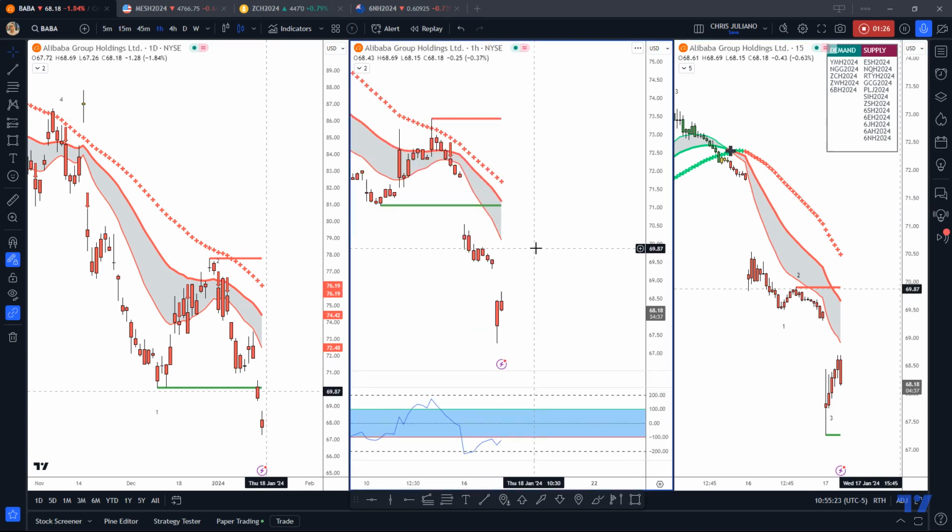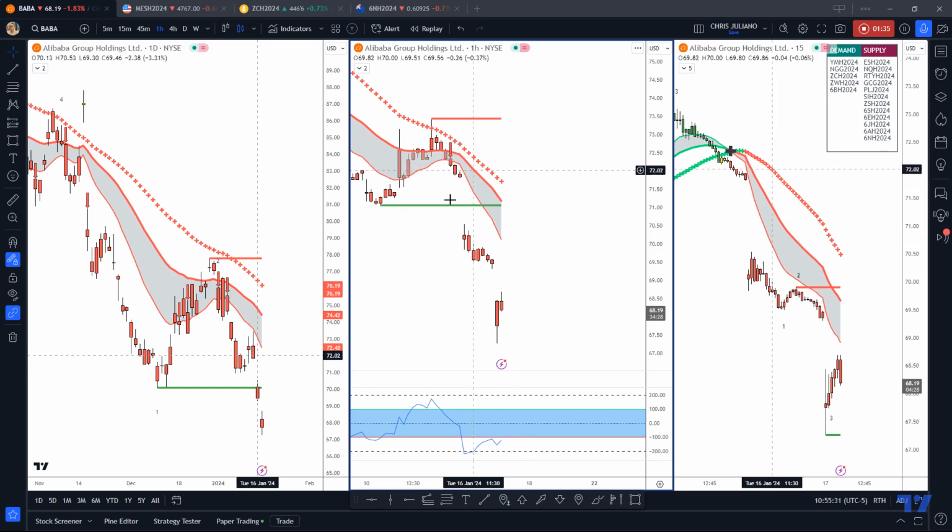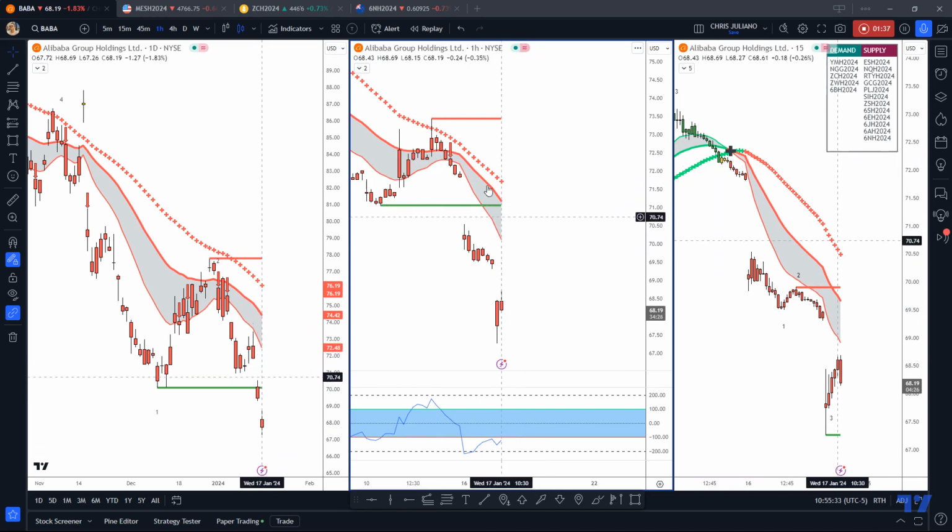Now let's add our CCI indicator. The CCI indicator tells us that we're below negative 100, which means that this middle or intermediate trend is very strong to the downside. Okay, so our assumption is that this is going to continue.